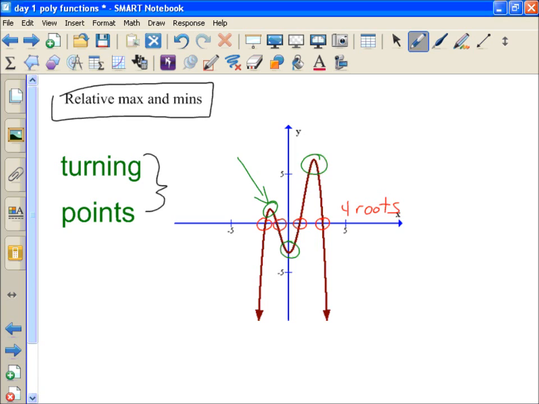If you're in a mountain range, you may not be the tallest mountain in the range, but you know when you're at the top of the mountain. Same thing, we know we're at the bottom of the valley. So this is a relative max. And this is a relative minimum. Both are known as turning points.